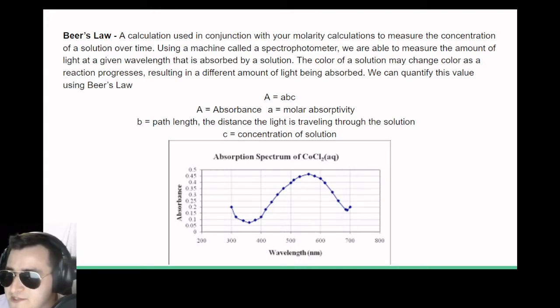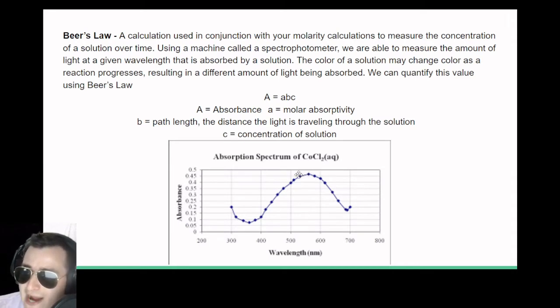Because different substances absorb different frequencies of light at different rates, because we respond to the electromagnetic spectrum in different ways, there's an optimal value to assess, which is what we see on our chart here. The absorption spectrum of cobalt(II) chloride. This is the wavelength of light at which it is actually absorbing. So peak absorption is where I want to assess this.